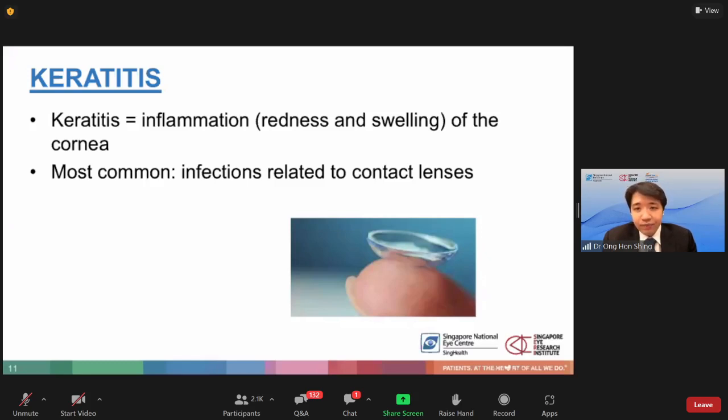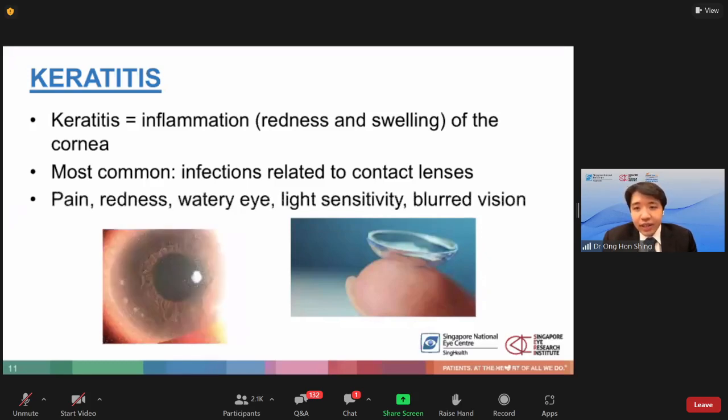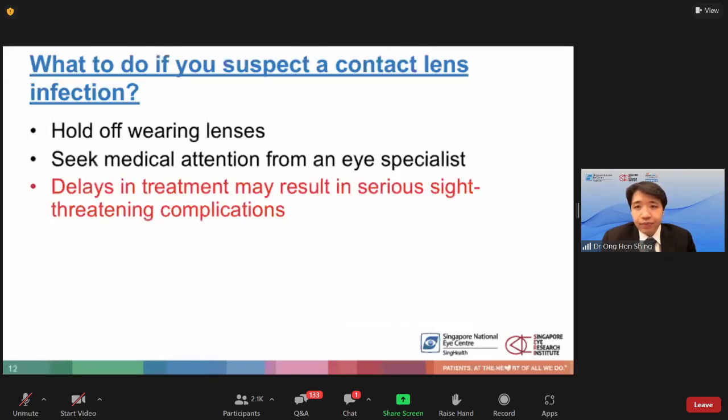and supplies. In contact lens keratitis, the symptoms are pain, redness, and light sensitivity, and there may be blurred vision depending on the location of the infection. Sometimes people can notice a white spot on the cornea where the infection is, like the one shown in this picture. These white spots are areas of infection.